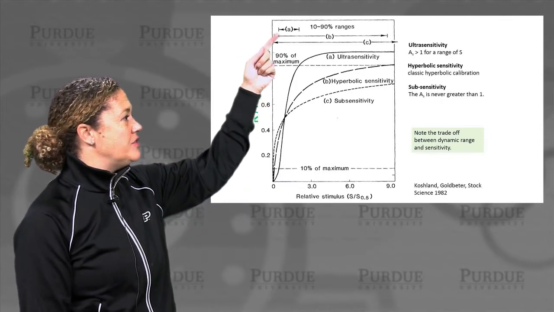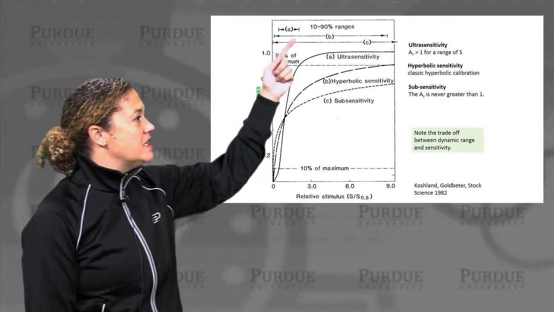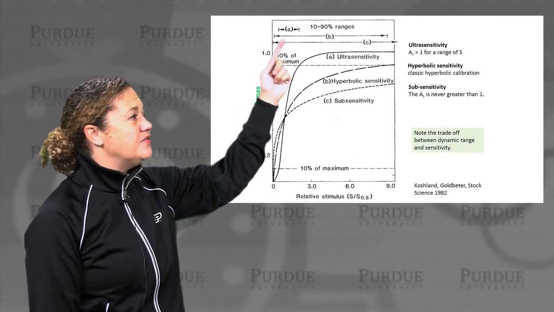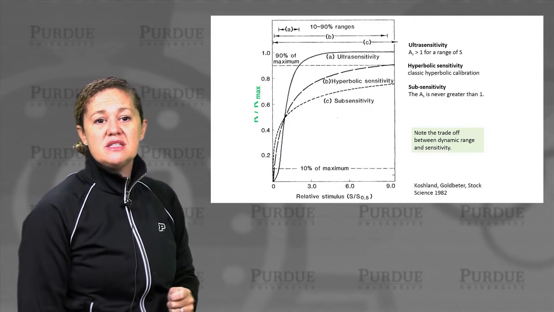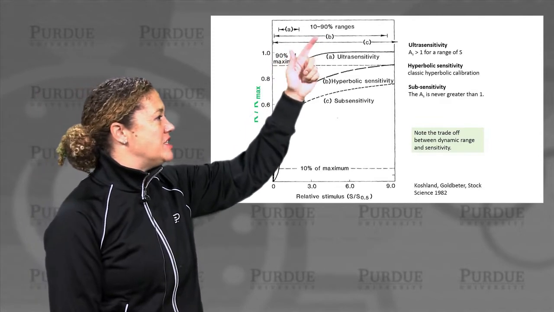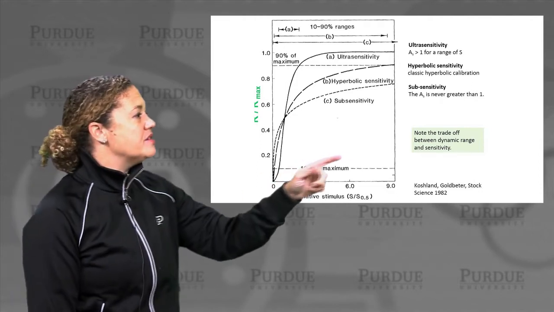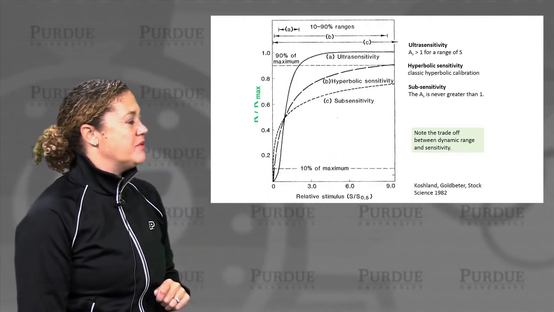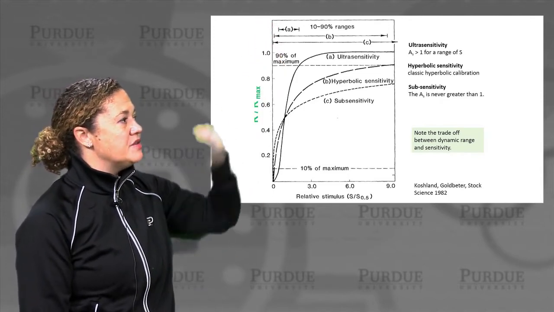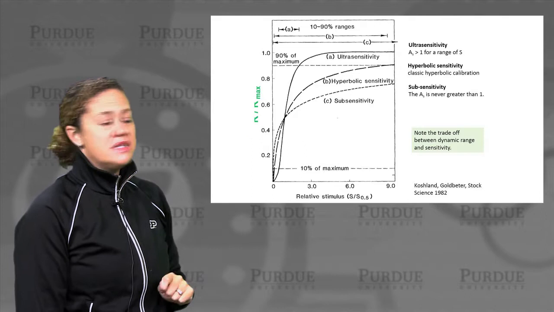And that's highlighted here if you look at A, which is our ultrasensitive system. This is the signal range in which our response is between 10 and 90% of the maximum. You can see it's very tight. So in this signal range, the system is very sensitive, right? But outside of those ranges, we don't get much change in response, and it is not sensitive at all. So there's this trade-off between dynamic range and sensitivity, right? The ultrasensitive system has a much more narrow signal range in which it responds compared to hyperbolic or subsensitive systems.